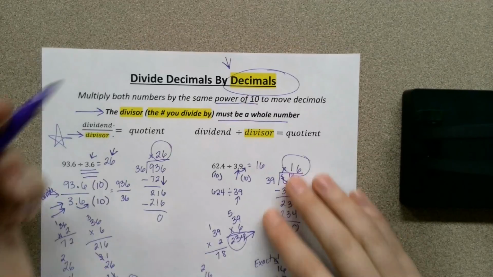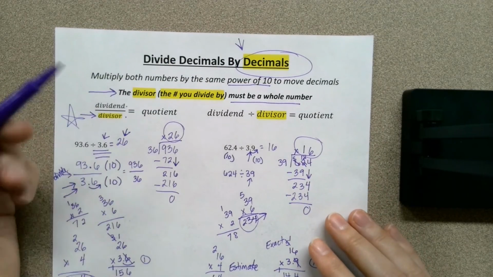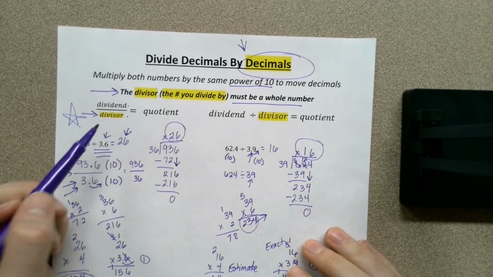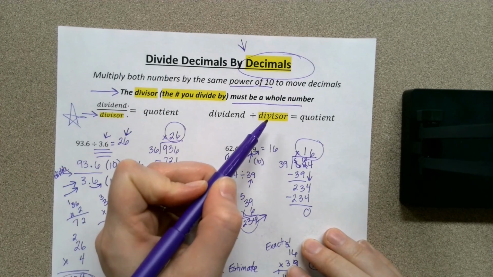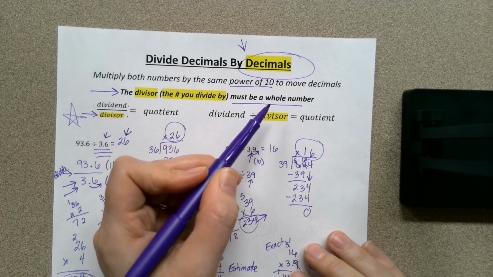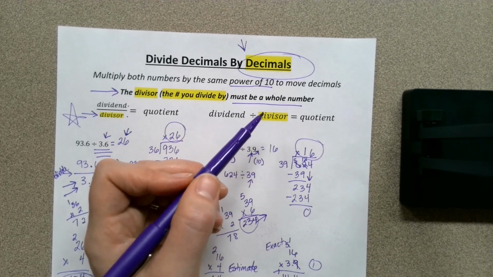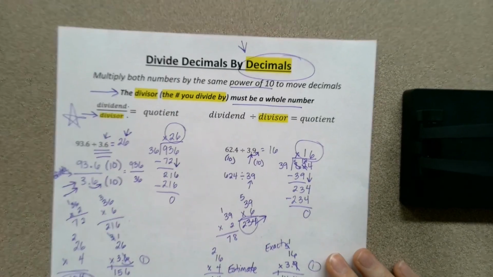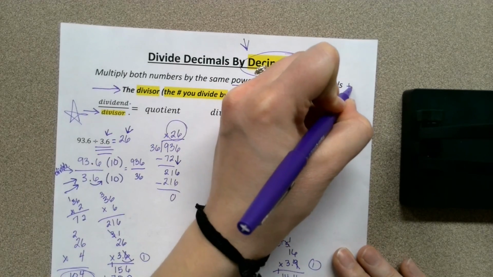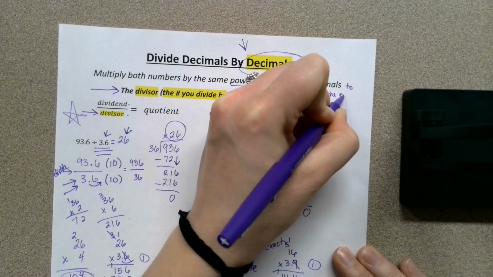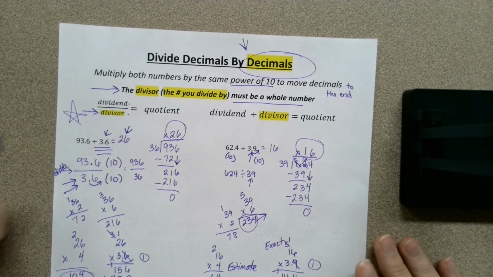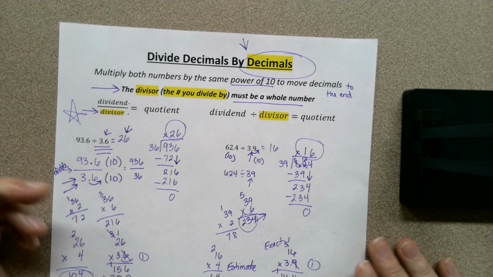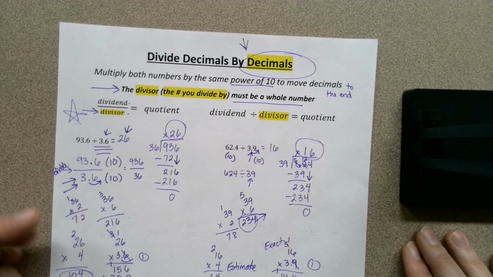Keep in mind, when you're dividing decimals by decimals, the divisor, the number we're dividing by, must be a whole number. There cannot be a decimal in the middle of that number. So we have to multiply by a power of 10 to move that decimal to the end. Making sure that we're multiplying both the dividend and the divisor, just like we treat a fraction, so that they still have the same relationship with each other.